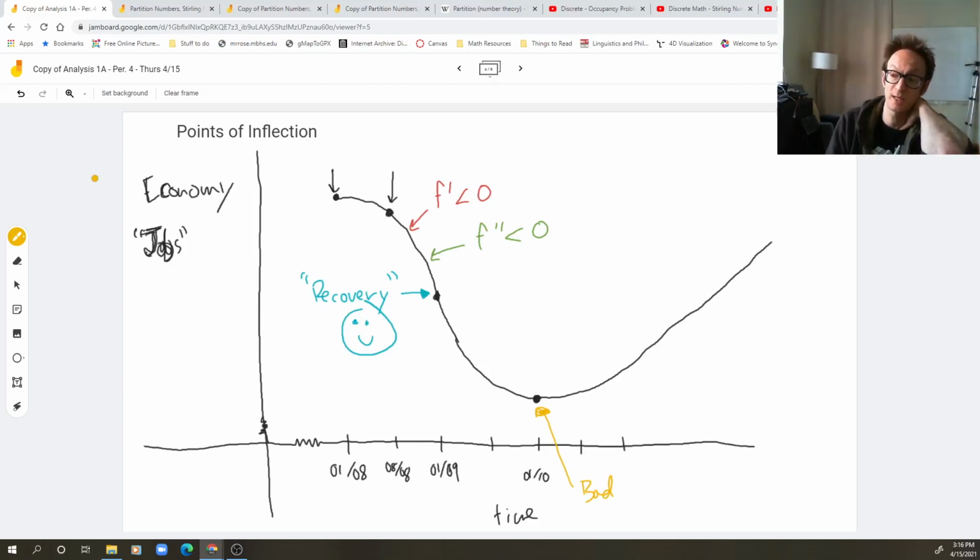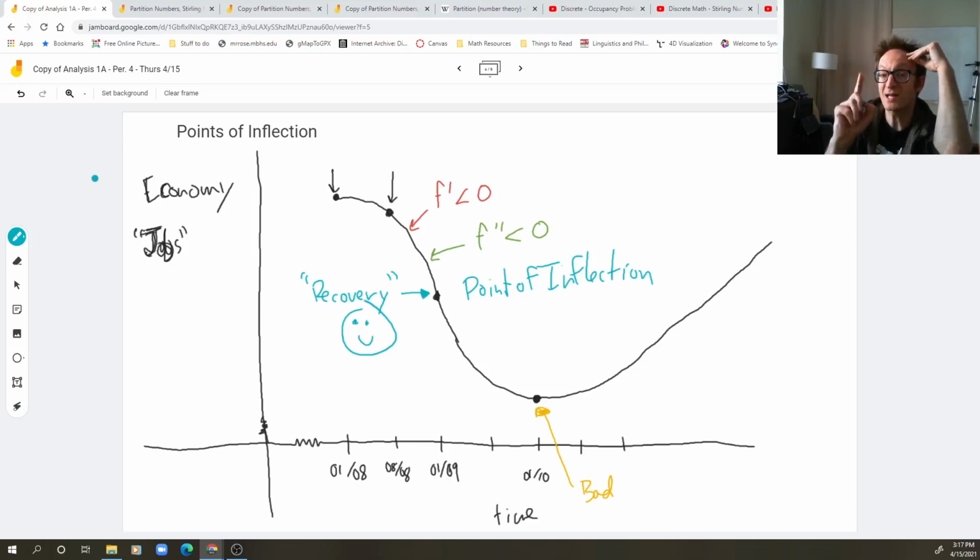After this point, things got better, legit better, as in people really started gaining, the economy started gaining jobs again. But what did happen in January of 2009 was we had a point of inflection. And what is the point of inflection? This is the whole reason for this anecdote. The point of inflection is where, in January 2009, not when things started getting better, but when the rate at which they were getting worse stopped getting worse and started getting better.